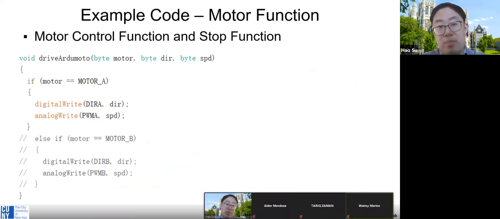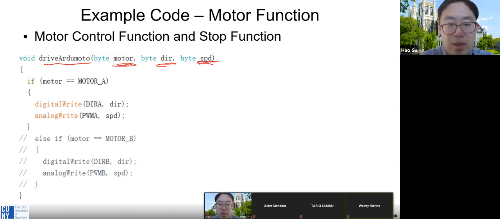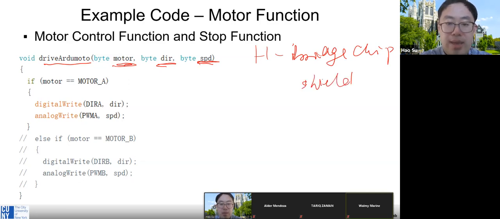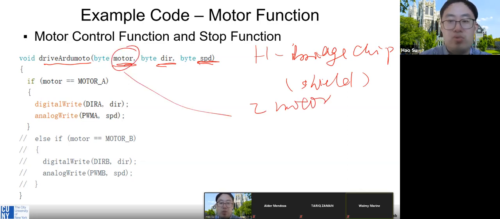We also need to define a custom motor function. We define that it takes as input the direction, the rotation speed, and which motor, essentially which pin you want to control. Because you remember this H-bridge chip, also called the Arduino shield, can control two motors. So you need to specify which motor you want to control.